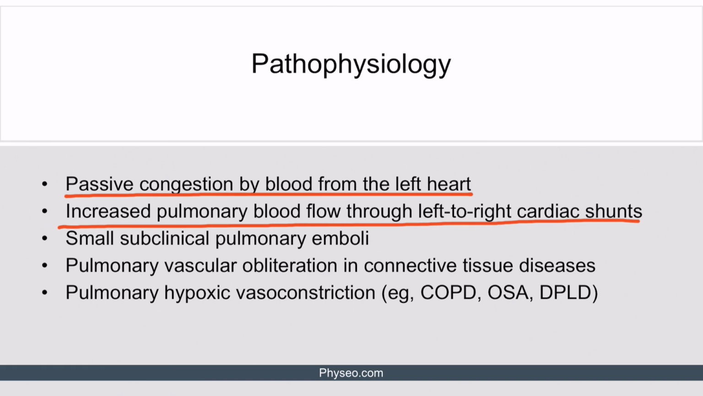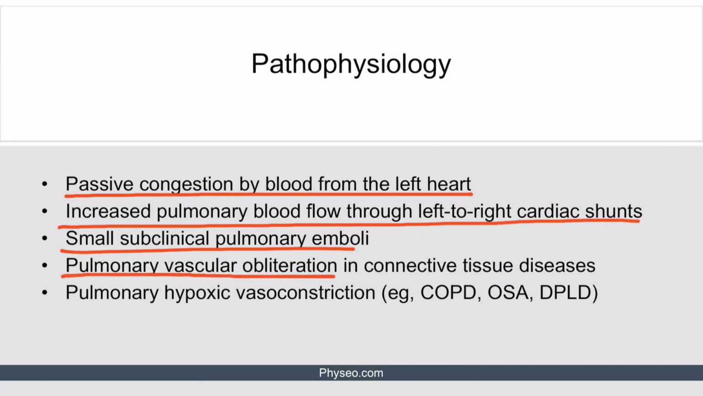Pulmonary hypertension can also be caused by small subclinical pulmonary emboli. These emboli lodge into the small pulmonary arterioles and then get reorganized. In other words, a new, although narrow, vascular lumen is made in the center of the embolus. This narrow lumen leads to an increase in pulmonary vascular pressure.